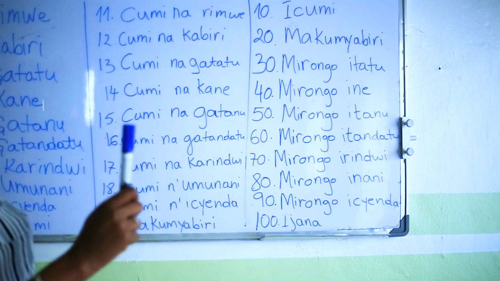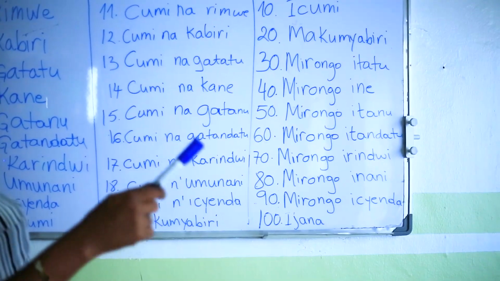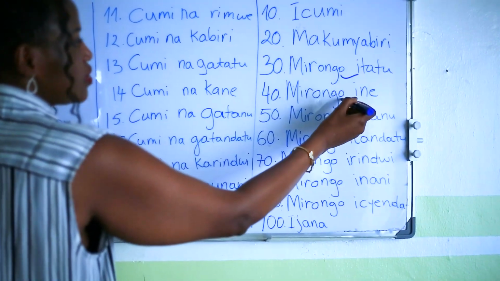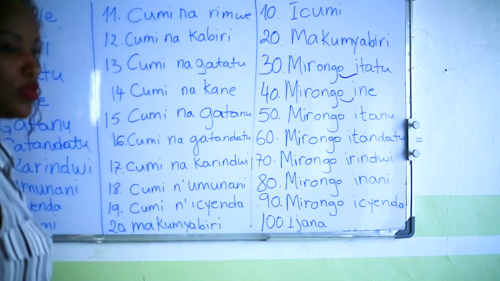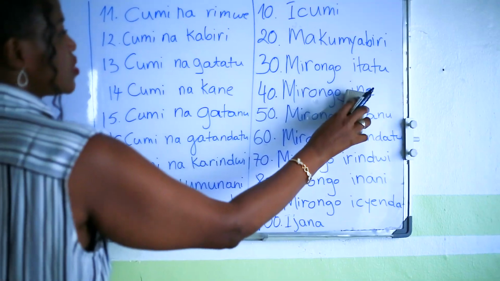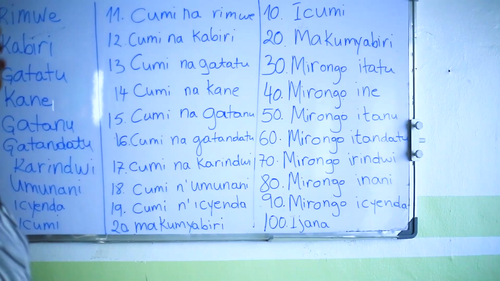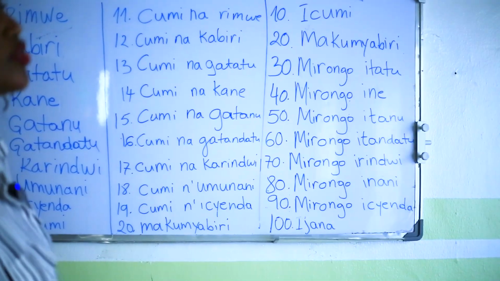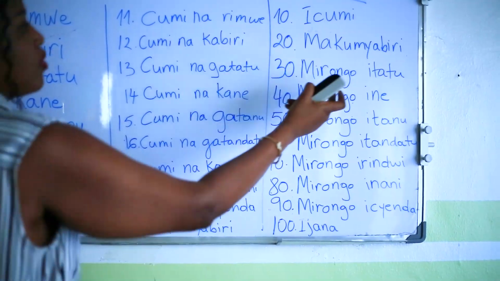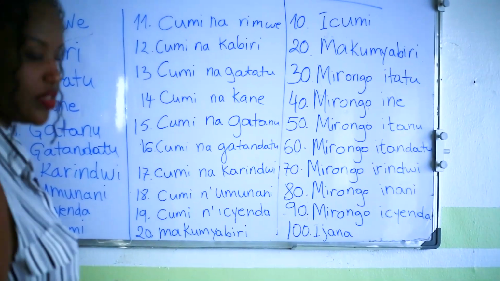But when you read, you read as if it's one word. So you say mirongo itatu. So there will be a connection here between these numbers. Mirongo itatu. So I just wanted to explain the liaison. We call it liaison in French. In Kinyarwanda also we combine, so we blend, we combine two vowels. Then we read mirongo itatu. And then let's go.